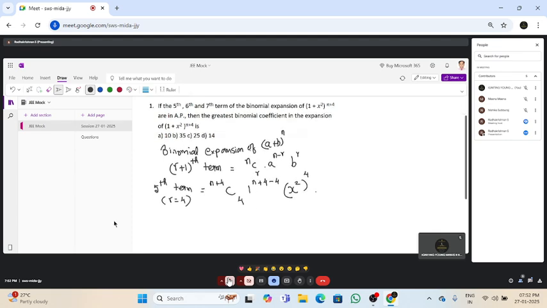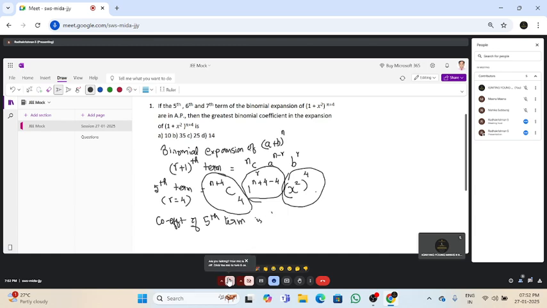So they're only talking about the coefficient. So either this is going to be 1 and this is going to be x power 8. So the coefficient part n plus 4 C4 தான். So we can say coefficient of fifth term is n plus 4 C4. Likewise you write coefficient of sixth and seventh terms and then apply the rule for AP.